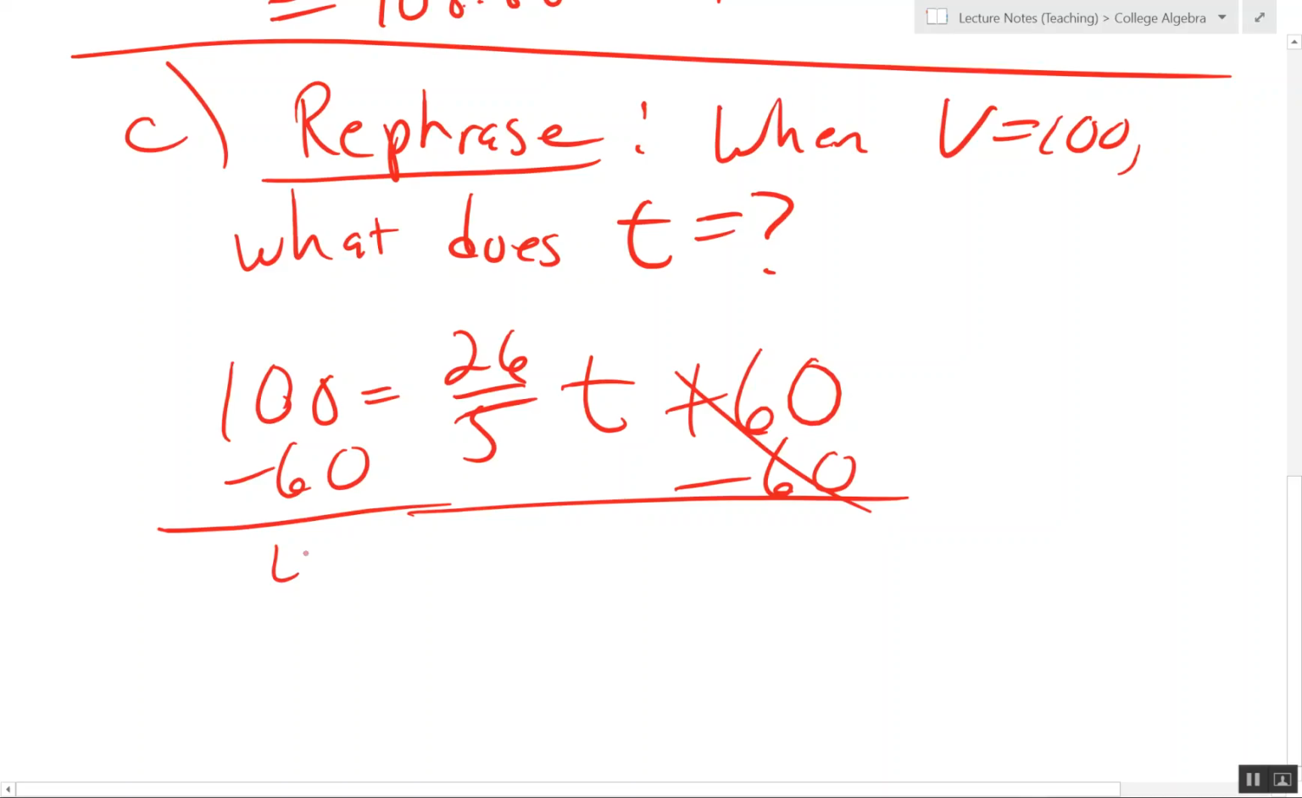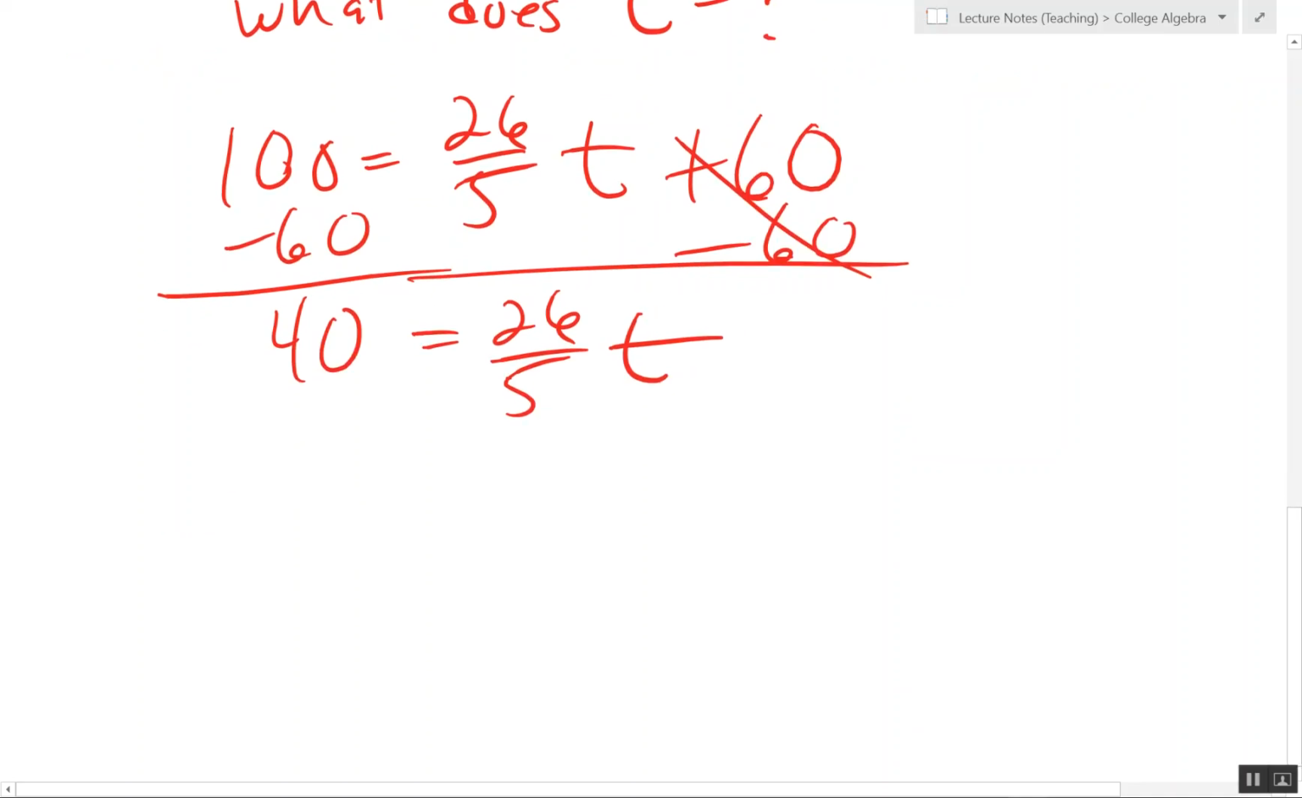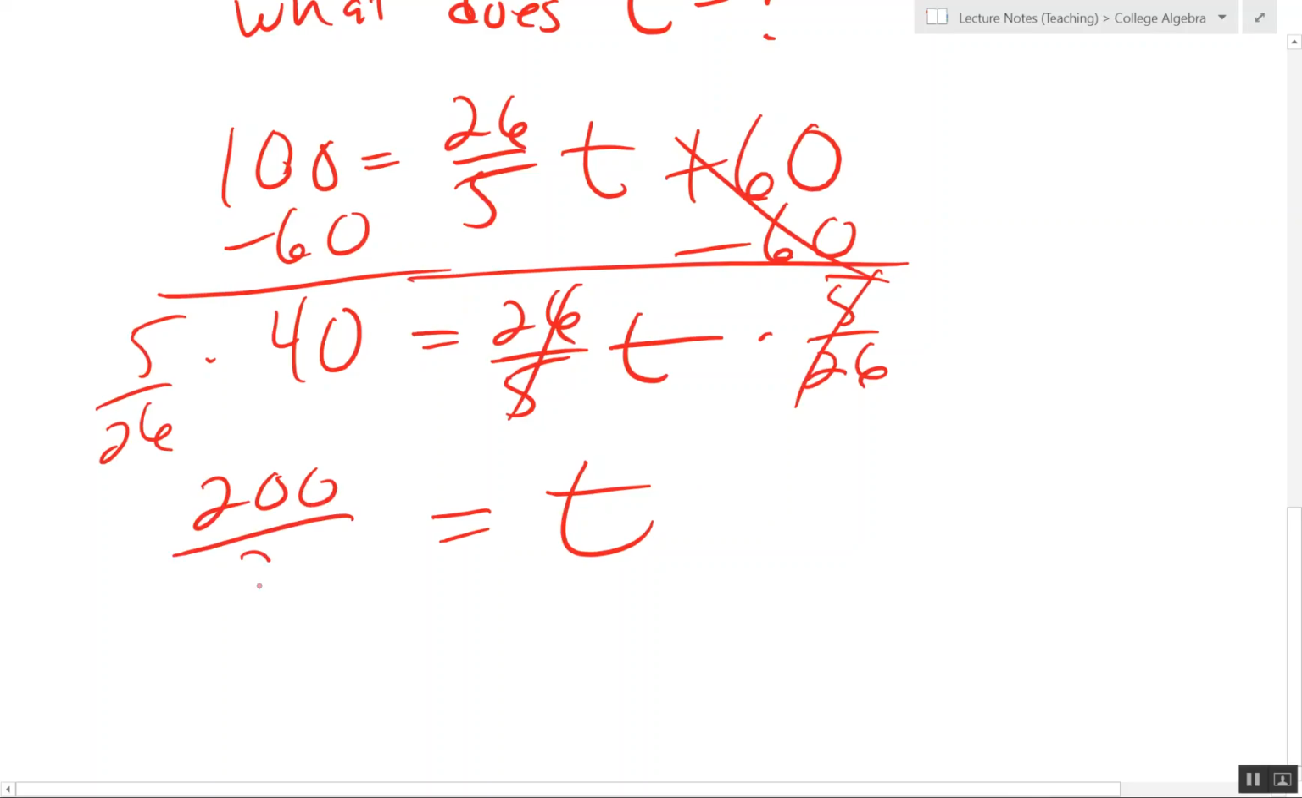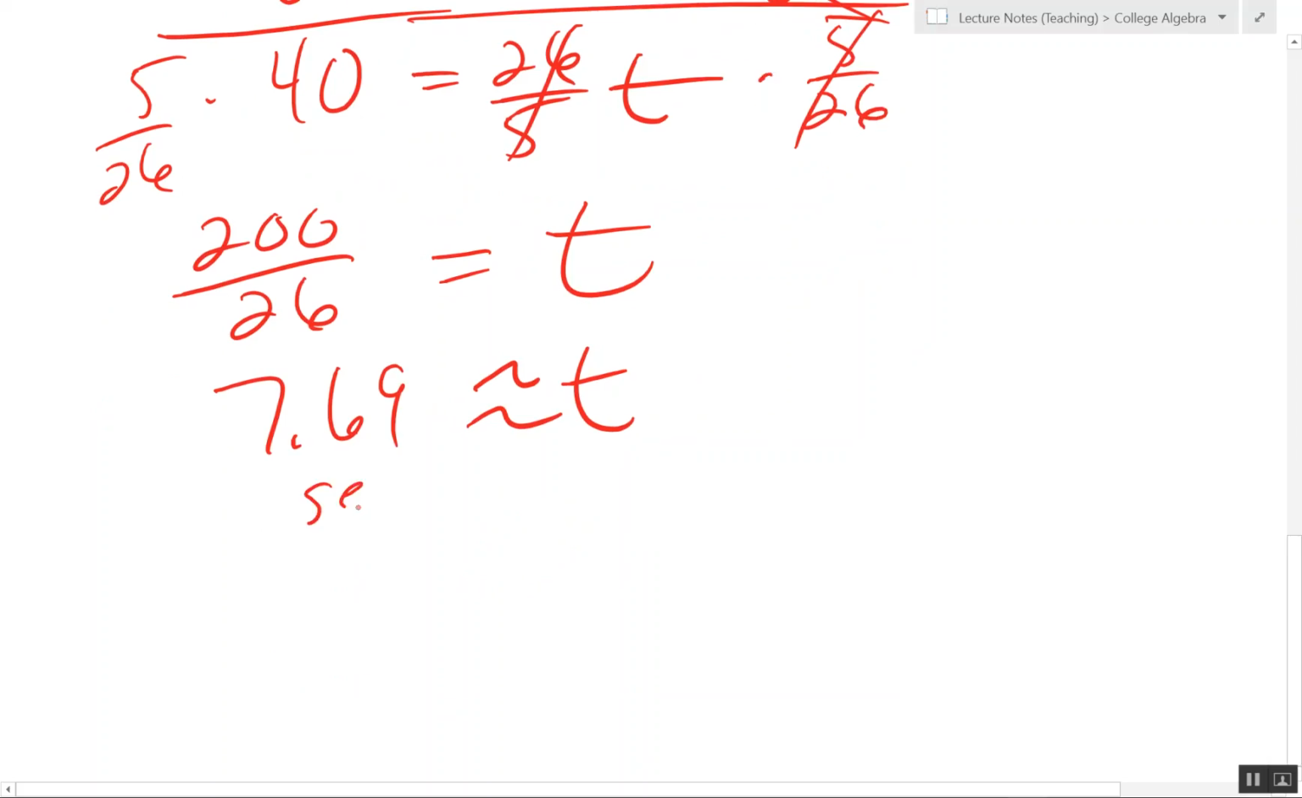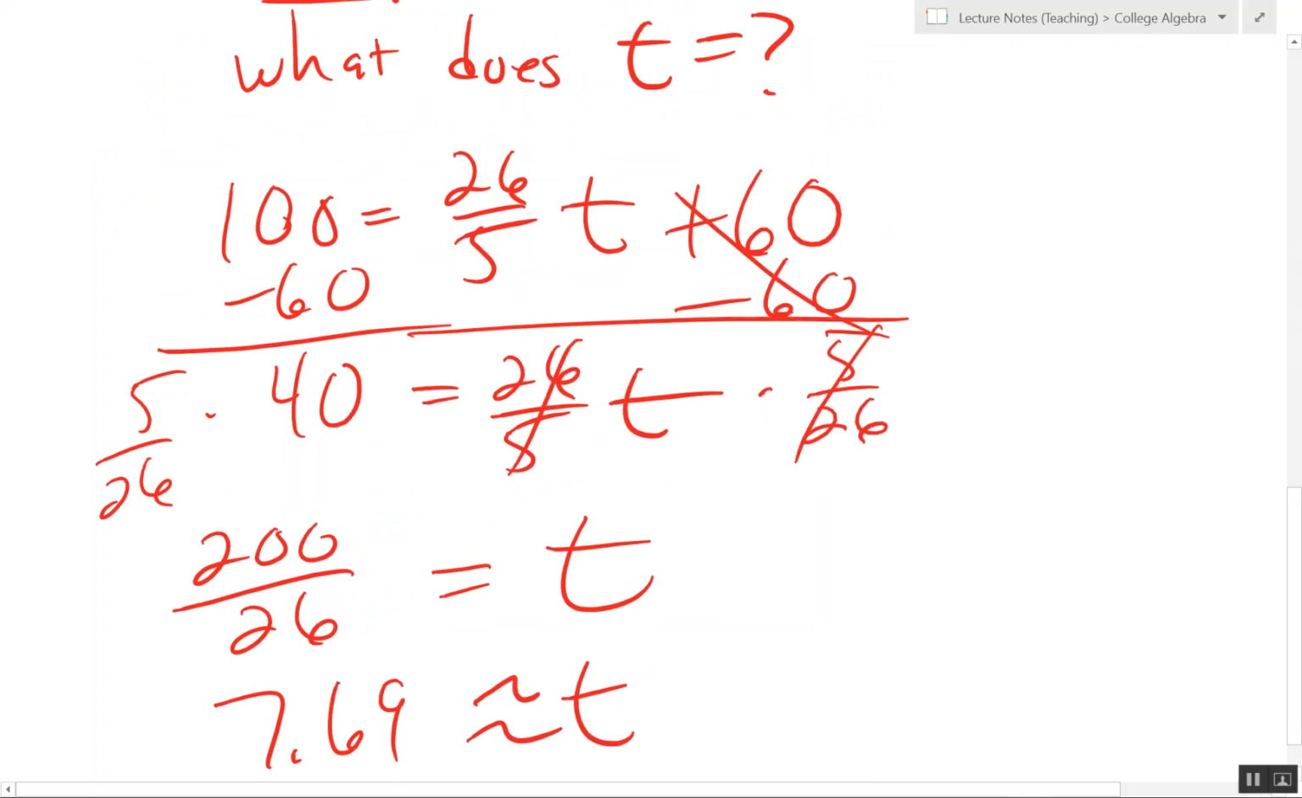These cancel, and this leaves me 40 equals 26 over 5 t, and multiplying both sides by 5 over 26, these will cancel since that's all multiplication and leave me behind t, and this gives me 200 over 26, which then I run through a calculator, and we are going to get that this is 7.69. So at approximately 7.69 seconds, we are going to have achieved a velocity of 100 feet per second.